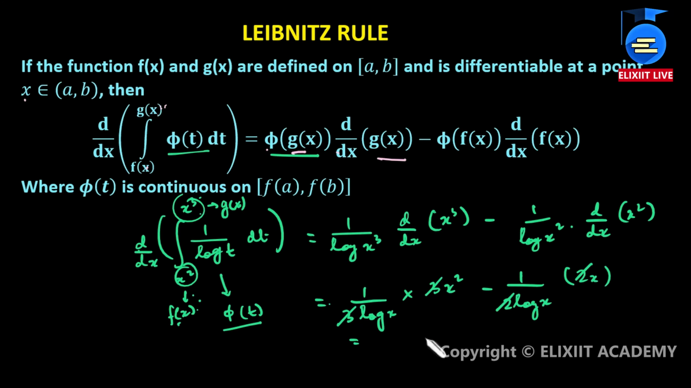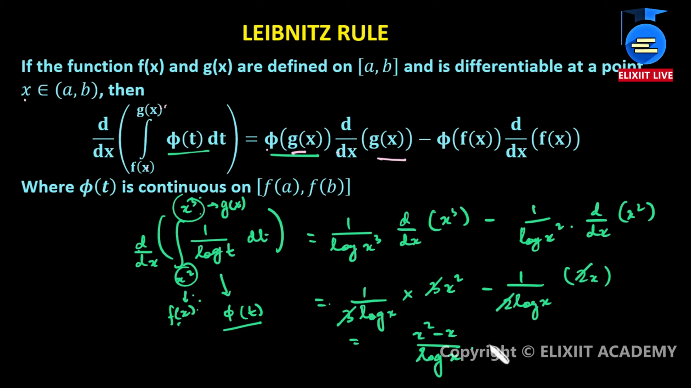Here we are left with x square by log x and x by log x basically. So if you simplify, this is x square minus x by log x. If we take the LCM as log x, that's basically x square minus x by log x. So this is the overall concept of Leibniz rule. Okay. Integration will be there.